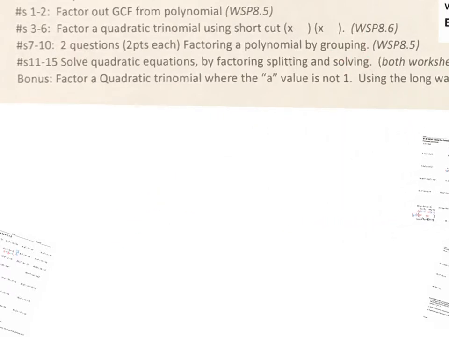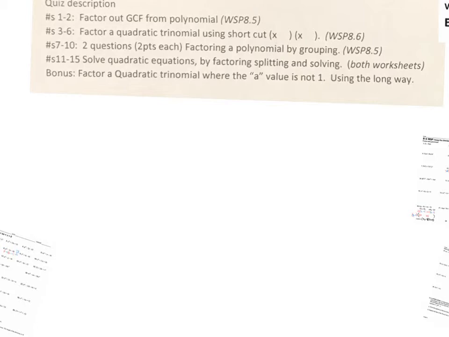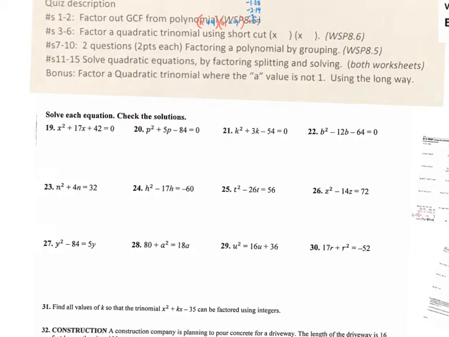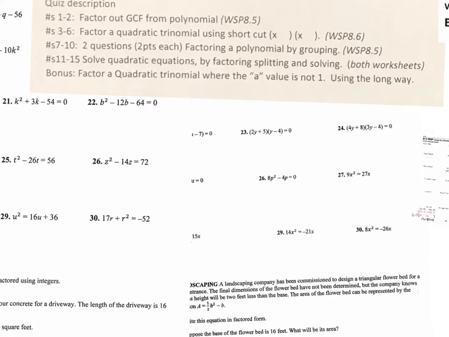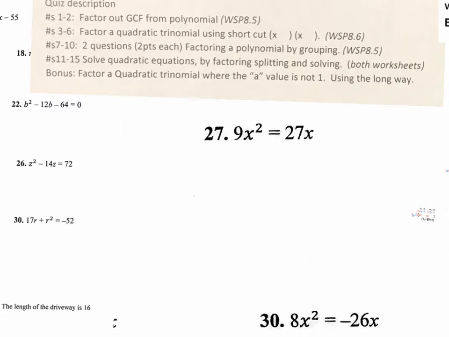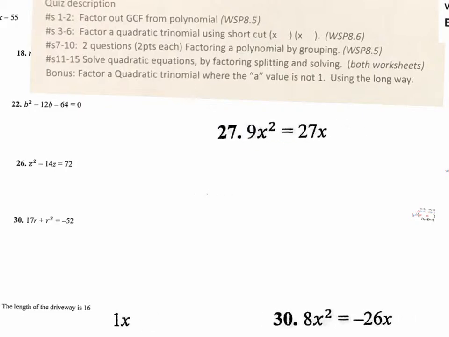So that takes us all the way through 10, and it goes to 15. The last five questions come from solving quadratic equations by factoring, splitting, and solving. Okay? So let's take a look at the worksheet you have right now. All the bottom half is solving quadratic equations by factoring, splitting, and solving. There will be some that are already factored for you, kind of like from worksheet 8.5. These aren't factored for you, but what could I do to do that one?